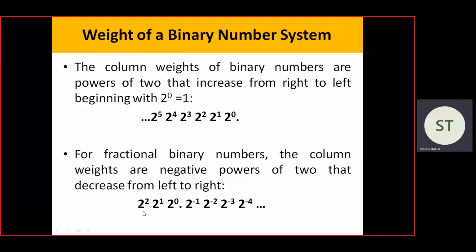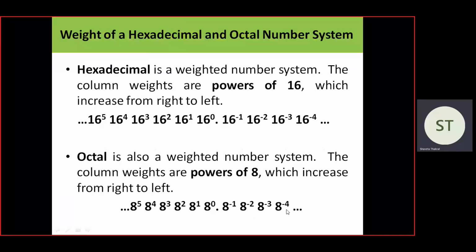So here we proceed from right to left, 0, 1, 2, 3, and here we proceed from left to right, minus 1, minus 2, minus 3, and so on. In the same way, if we talk about the hexadecimal number system, the weights go in terms of 16 raised to power 0, 1, 2, 3, 4, and so on, and here minus 1, minus 2, minus 3, and so on. And if we go for the octal number system, they are in terms of 8 raised to power 0, 1, 2, and so on. And after the decimal point, 8 raised to power minus 1, minus 2, minus 3, and so on.